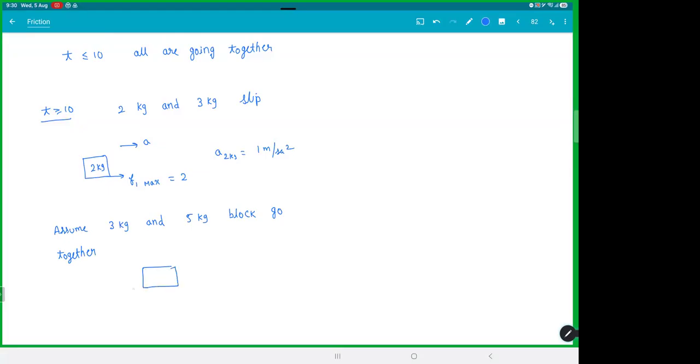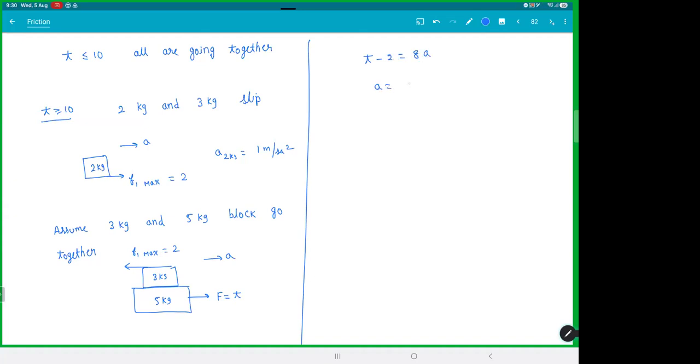Now when you draw the FBD, this is the 5 kg, this is the 3 kg. Remember, this friction is maximum, F1 max, which is 2, and this is F is equal to T, acceleration. We get T minus 2 is equal to 8A. So we get acceleration is T by 8 minus 1 by 4. Take any one block, I'll take the 3 kg block. This friction will be F2, this will be F1 max.